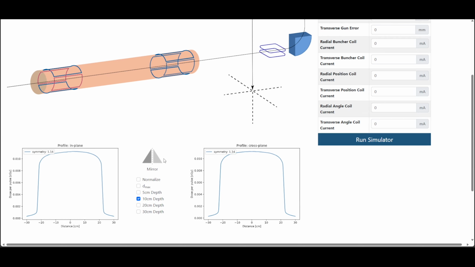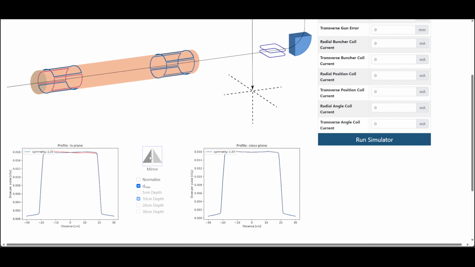We can use the mirror function to mirror both profiles along the central axis, to highlight any asymmetry in the profiles. We can manipulate the positional coil current to make the profile symmetric again. The in-plane profile is affected by the radial coils.